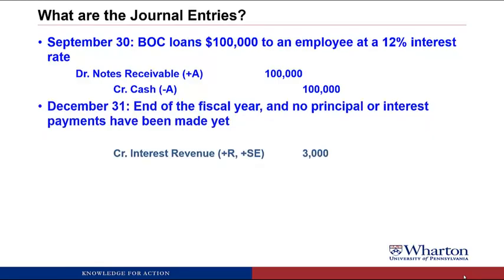We recognize revenue with a credit. We credit interest revenue for $3,000. The debit is again going to be a receivable, and we're going to be specific here and call it interest receivable because the asset is that we're owed cash for interest. We don't want to call this notes receivable because we're only going to use that for the principal part, and of course we don't want to call it accounts receivable because we only use that for customers.